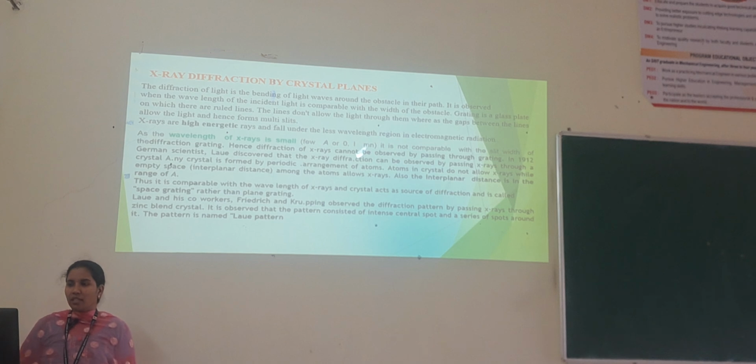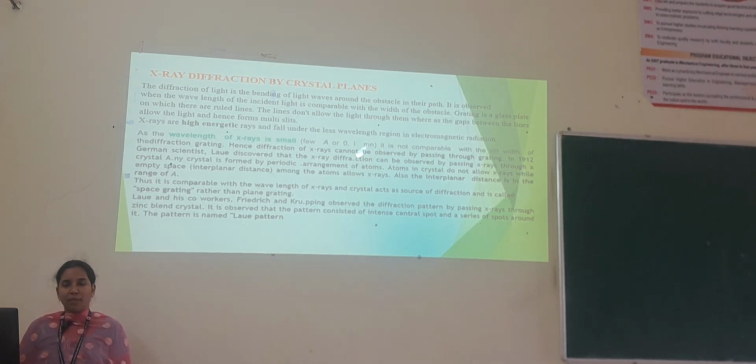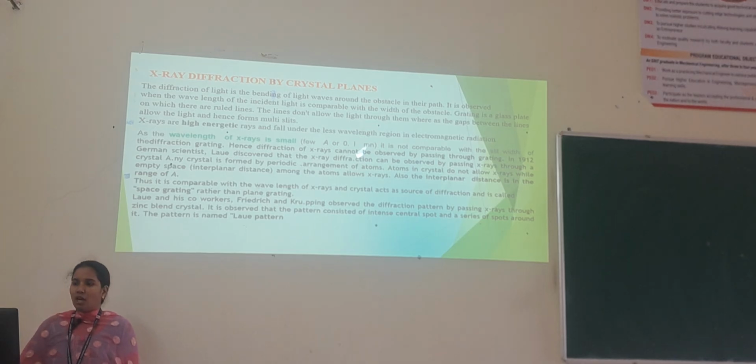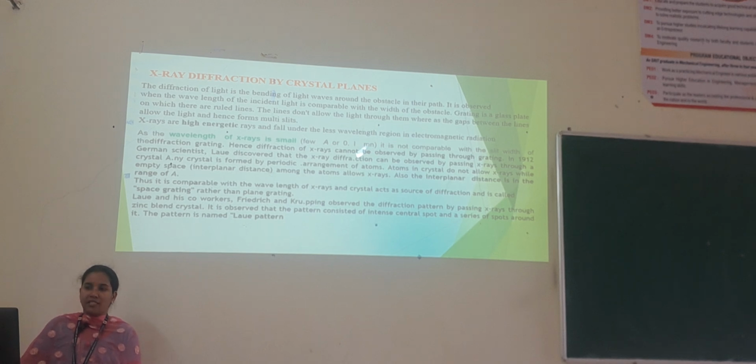Now, the grating is a glass plate on which there are ruled lines. I have explained grating in the previous lecture video, that is unit 1 wave optics. Grating is an optical device which consists of an equal number of parallel slits separated by equal opaque spaces of equal widths. The lines do not allow light through them, while the gaps between the lines allow the light, and hence form multiple slits.